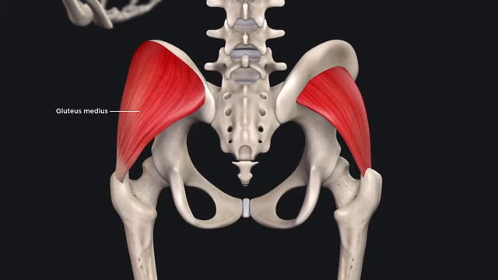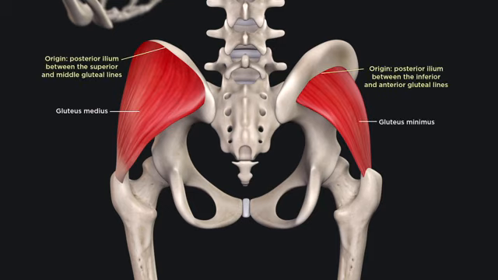Both gluteus medius and gluteus minimus take origin on the outer surface of the ilium, from what are called its gluteal lines, and both insert on the greater trochanter of the femur, though gluteus medius's insertion is more laterally placed on the femur's greater trochanter, while gluteus minimus insertion is a bit more anterior on the greater trochanter.